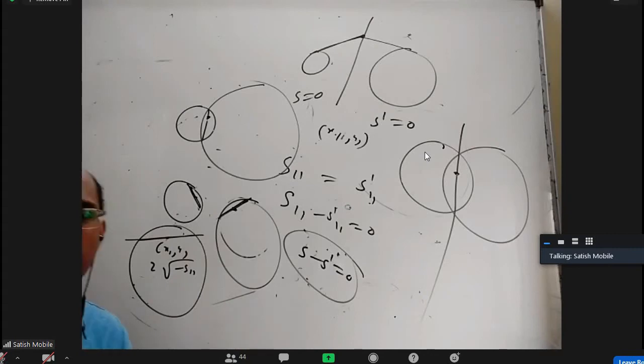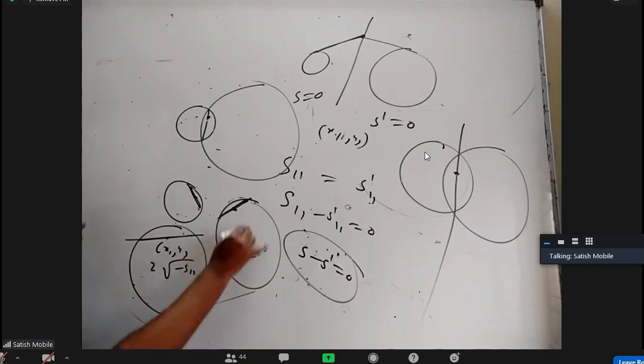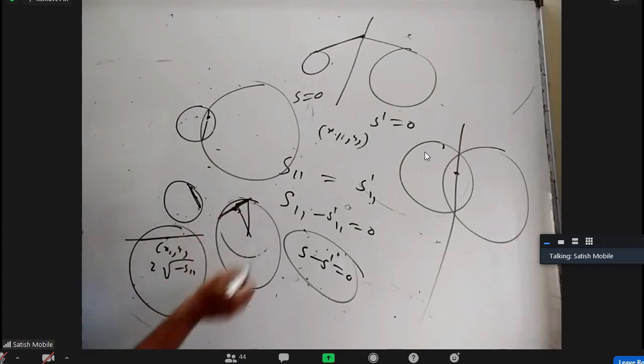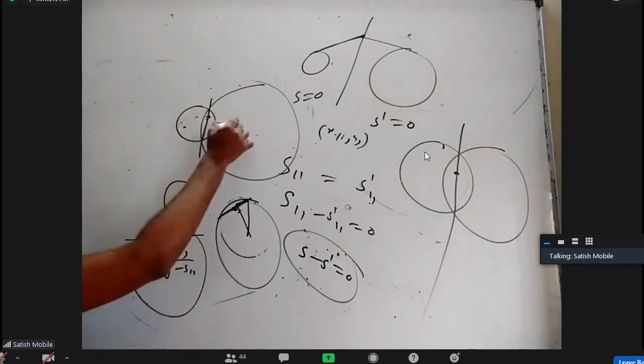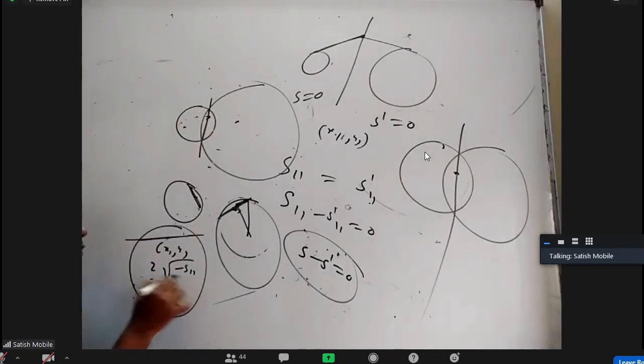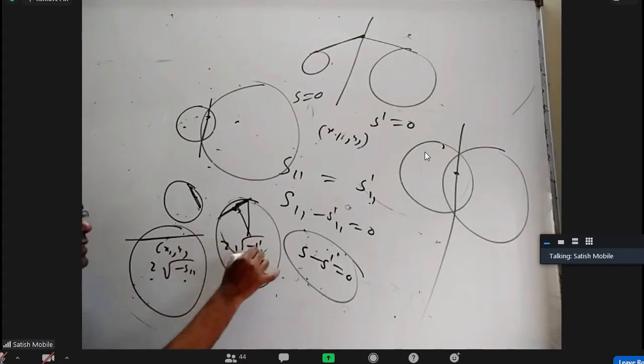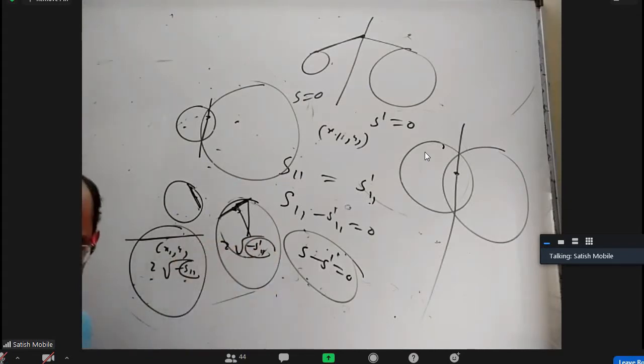If d square minus r square is S11, what is r square minus d square here? Because this is r and this is d, this will be root r square minus d square, it will be minus S1. Because your point is on this line, which is radical axis, the power of that with respect to both circles are equal. So this is 2 root minus S11, this is 2 root minus S dash 11, but both are equal, so they are equal. I hope you understood what I'm saying.